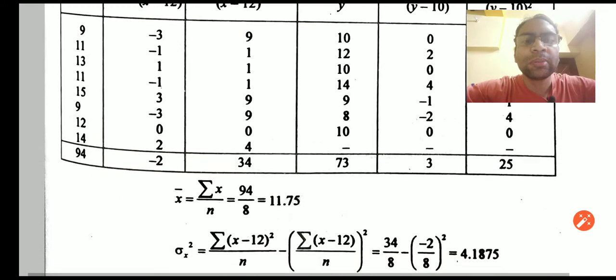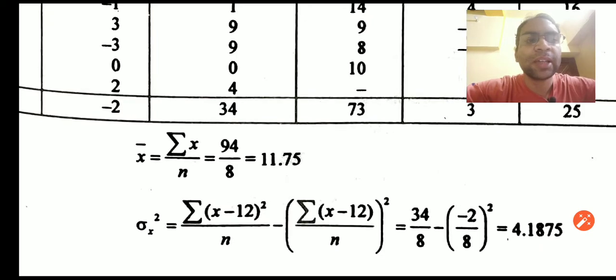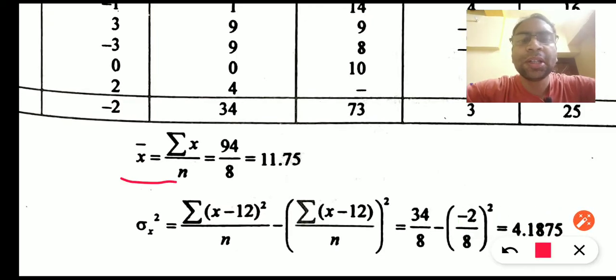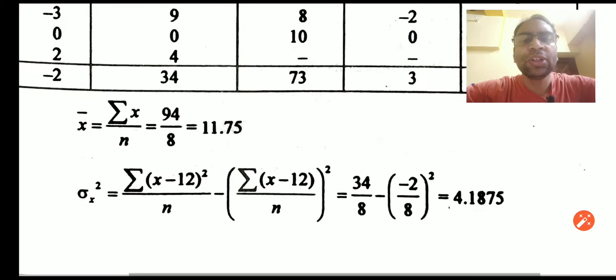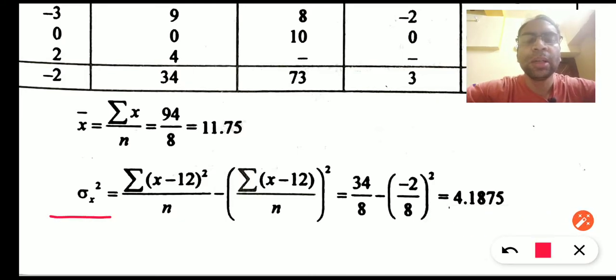Now let's talk about the values that we have calculated. You can see we will be calculating x bar by sigma of x upon n. For the first sample, the number of items was 8. Sigma of x was found to be 94. You can see in the table, so x bar, that is the mean, comes to 11.75. And then the standard deviation for x. So this is the standard deviation for the first variable. You can see the standard deviation for the first sample comes to 4.1875.